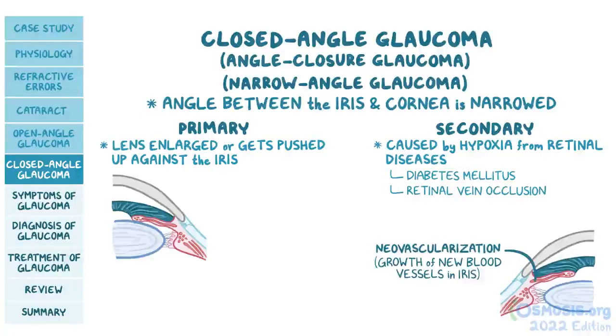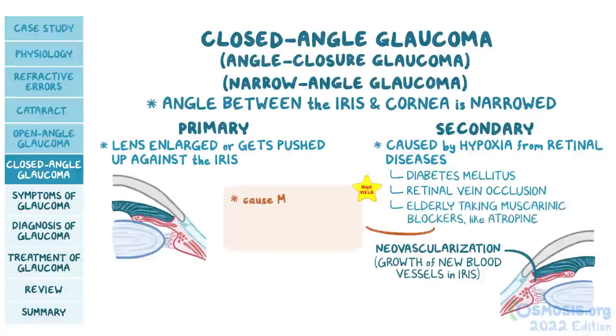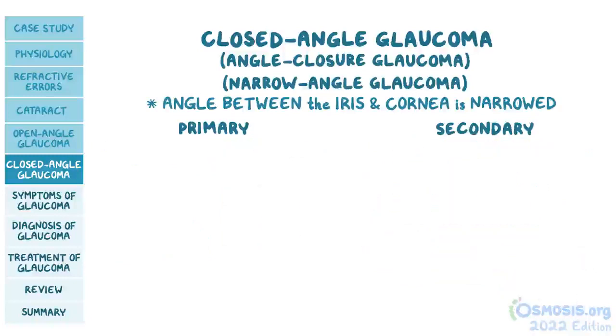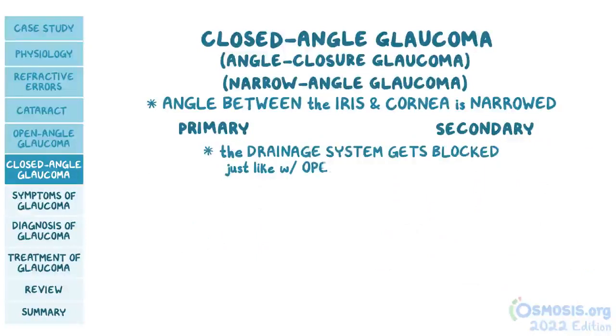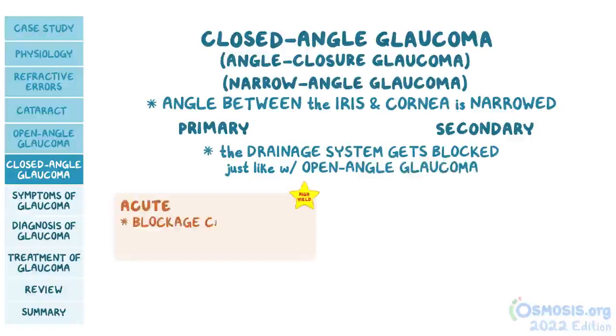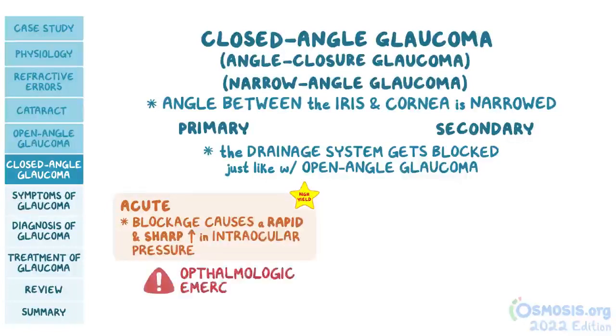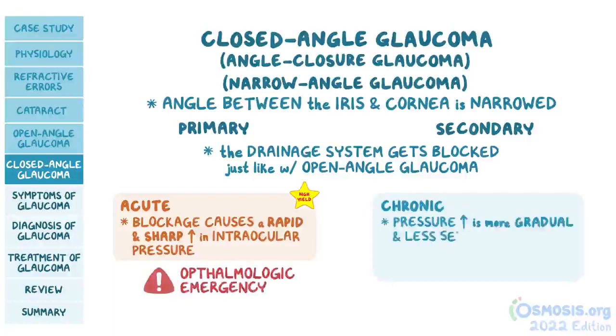Another secondary cause of closed-angle glaucoma, common in the elderly, is taking muscarinic blockers, like atropine. These medications can cause mydriasis, or pupil dilation, thus reducing aqueous humor outflow. In both primary and secondary cases, the result is the drainage system gets blocked, just like with open-angle glaucoma. Now closed-angle glaucoma can be acute, in which case the blockage causes a rapid and sharp increase in intraocular pressure, and this is an ophthalmologic emergency. In chronic closed-angle glaucoma, the pressure increase is more gradual and less severe, but will also lead to continued damage to the optic nerve over time.